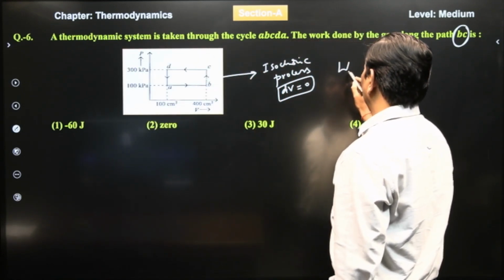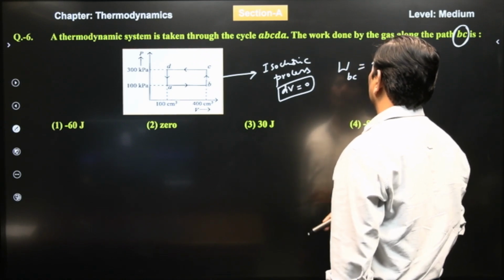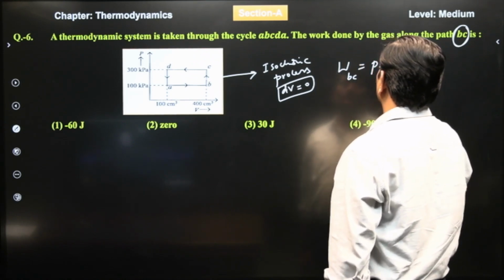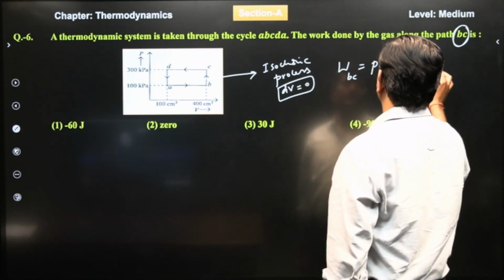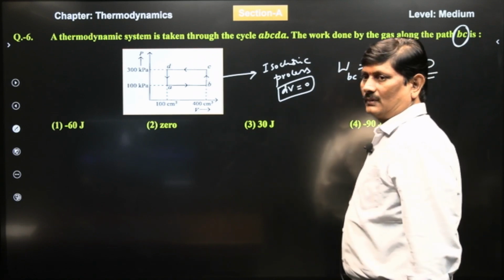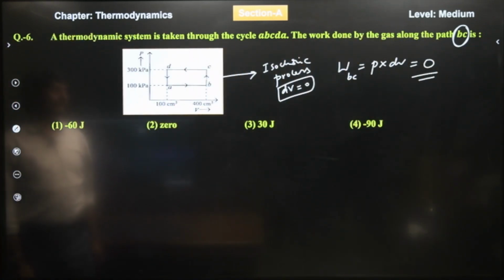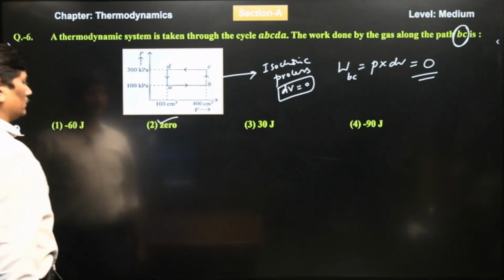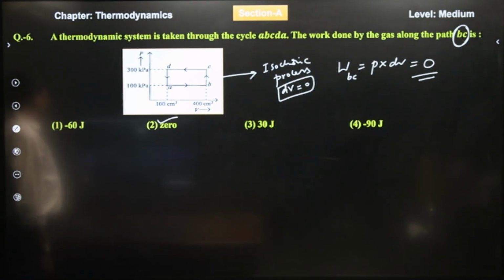So, work done from B to C means pressure multiplied with change in volume. That will be 0. So, there is no work done from B to C. So, our answer is 0. Second option. Hope you understood.